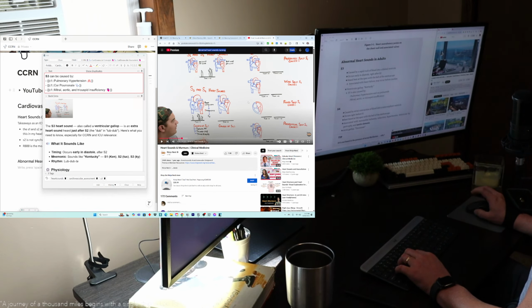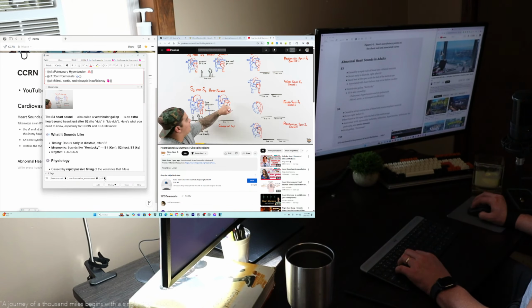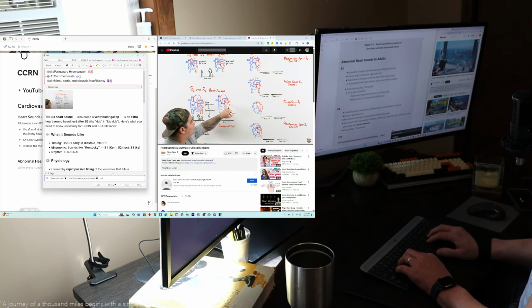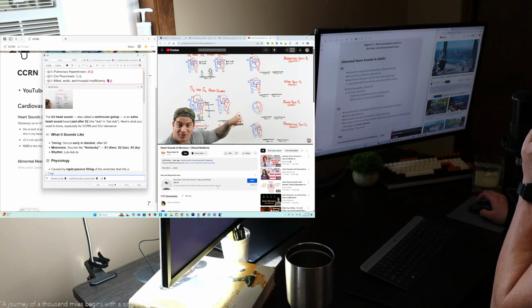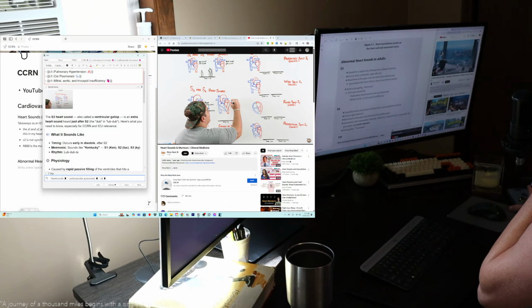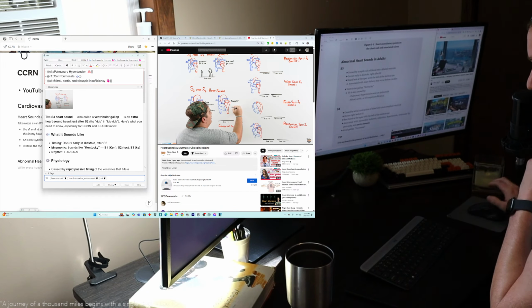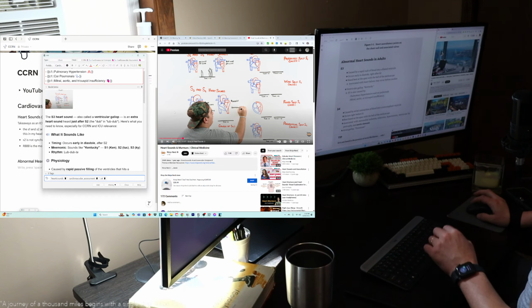Let's go to S4. Let's go into this next one. So S4 heart sound, what do you notice the difference between the ventricles here? Thin, super dilated ventricles, thick ventricles. So whenever you have a very rigid left ventricle, it actually will do what? It will decrease ventricular filling.